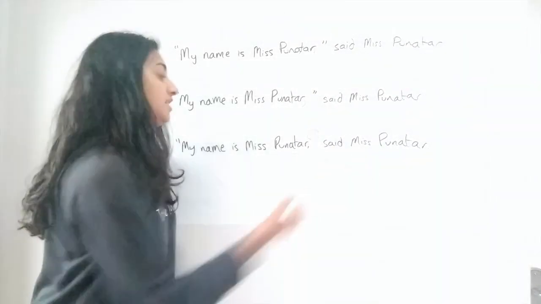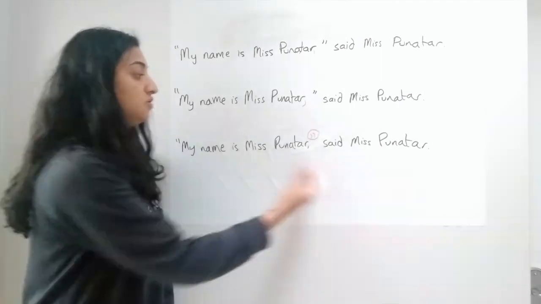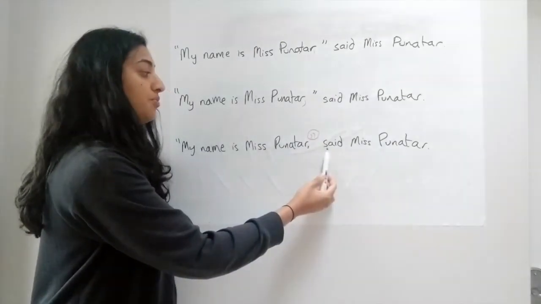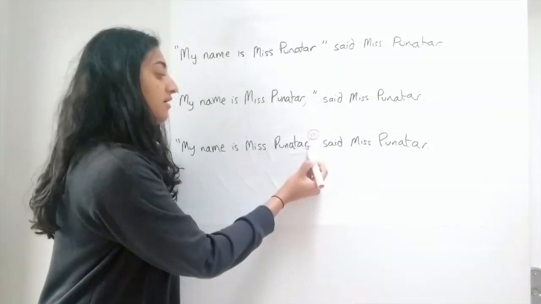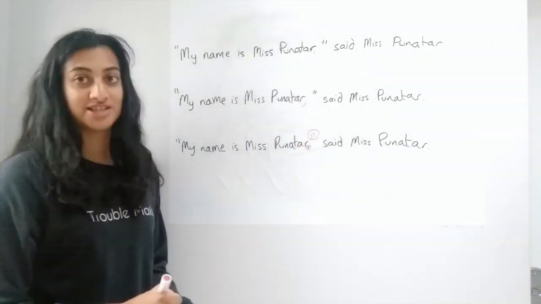Now, this sentence is correct because it's got the inverted commas, it's got a capital at the beginning of the speech clause, it's got a lowercase at the beginning of the reporting clause, and it's got a comma at the end of the speech clause to show that it was not a question or an exclamation.